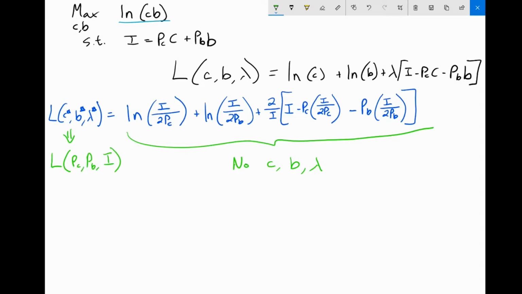Why? Well, it's because we found the optimal values of the variables, and we found them as functions of the parameters, and we plugged them in. So now there are no more of the original decision variables here. So what this function is going to do is it will take these parameters as an input and give utility as an output. So now I have a function of my parameters, not of my decision variables. Okay, excellent.